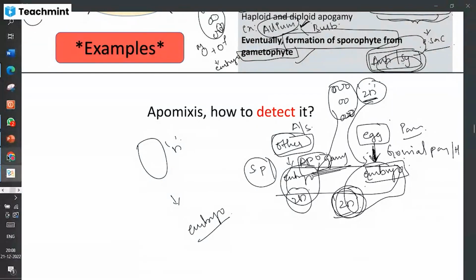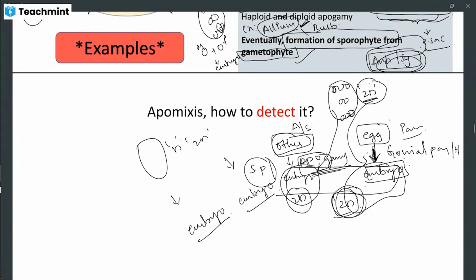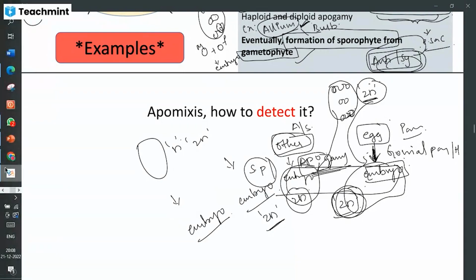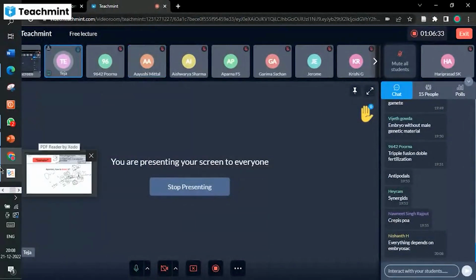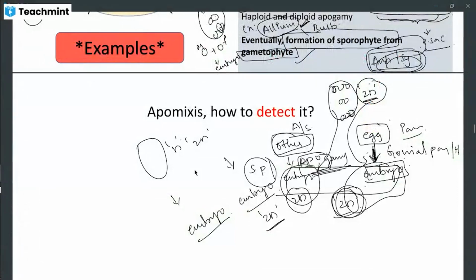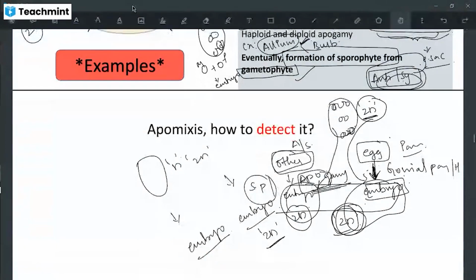Yes, sir. So whenever the embryo sac is unreduced, when it is diploid, the embryo will also be the diploid one. Is it clear? Everything depends upon the embryo sac. This is the correct statement. Everything depends upon the embryo sac ploidy. If the embryo sac is unreduced, the embryo will be unreduced. If the embryo sac is reduced, the embryo will be reduced.